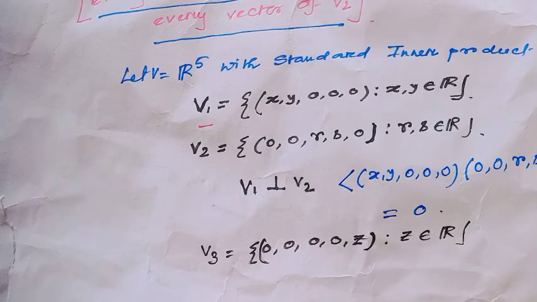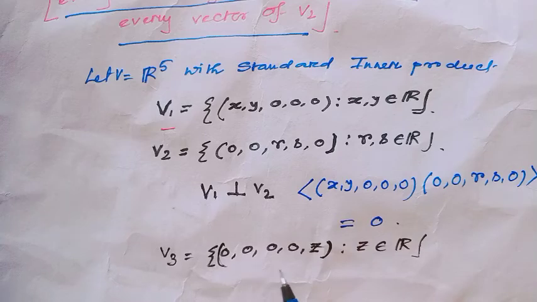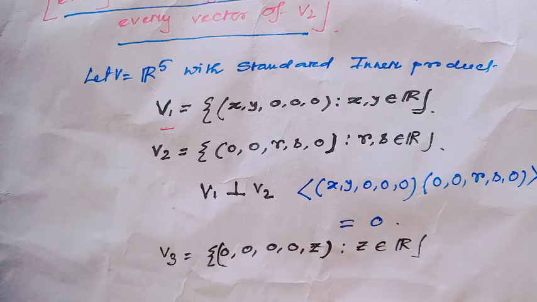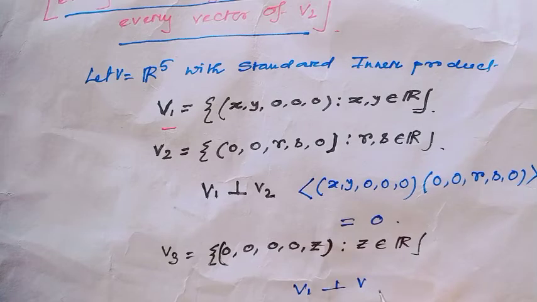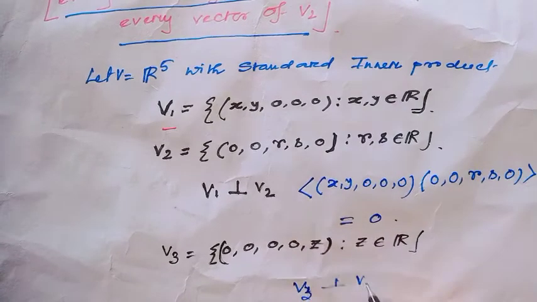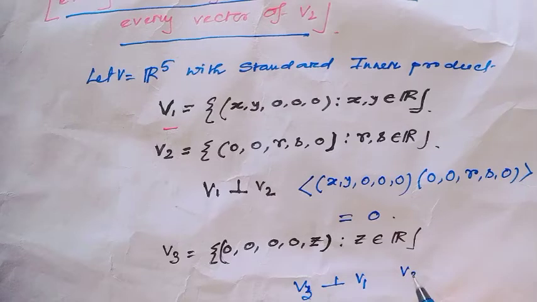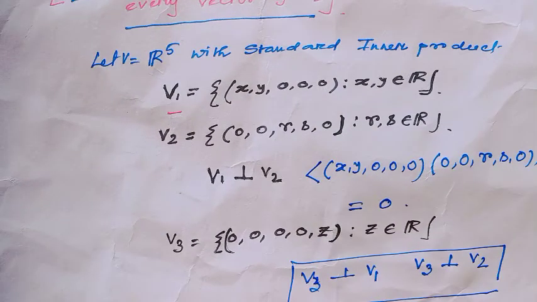And if we consider the subspace V3 equal to (0, 0, 0, 0, z) where z belongs to R, obviously this subspace is perpendicular to V1. V3 is perpendicular to V1, and similarly V3 is perpendicular to V2. Have you understood when two subspaces are perpendicular?